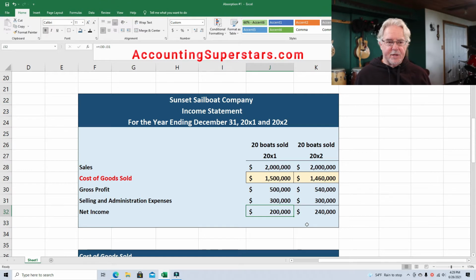So did they operate their factory more efficiently? The answer is no, they did not. They operated the factory the same as last year. But so why are the numbers different? And that's where the problem is: 2002 looks better when in fact it isn't better. And you might say, well, what's the big deal?